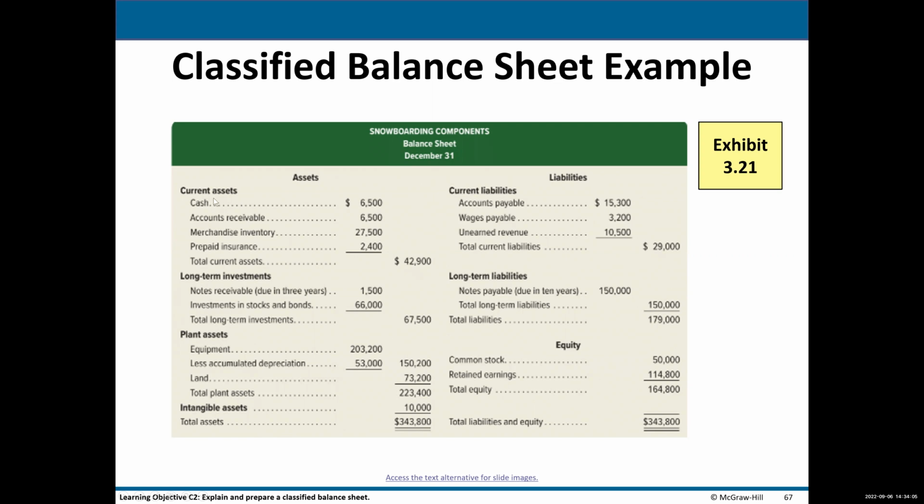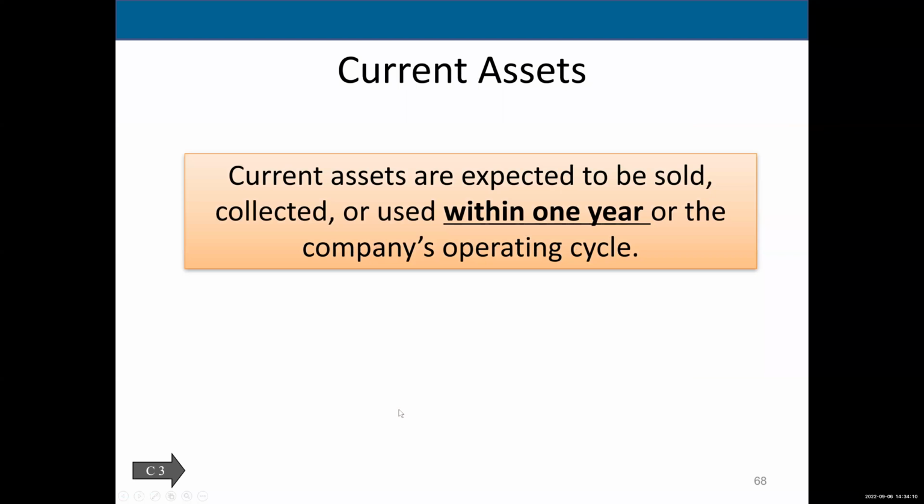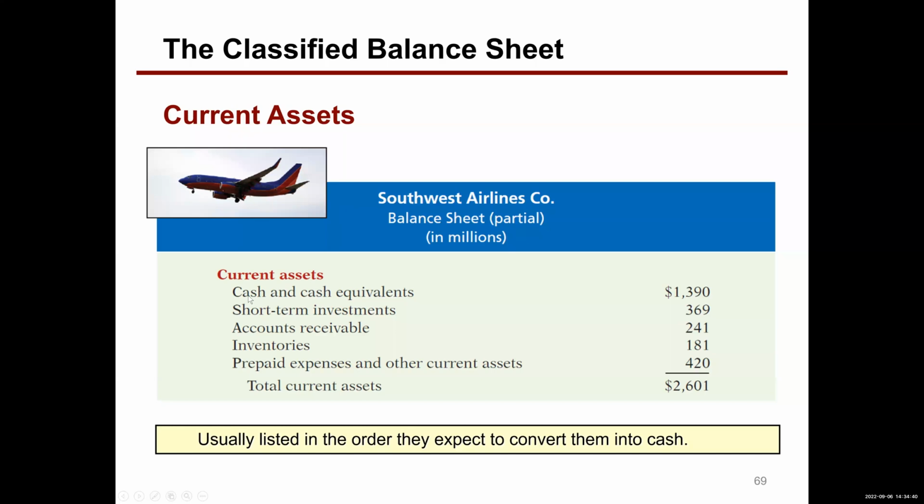Okay. So let's go ahead and take a look at each of these sections. I was saying that current assets are expected to be sold, collected, or used within 1 year or the company's operating cycle. I told you, just forget about the operating cycle. If you can remember that current assets will be used up or converted to cash within 1 year, that's all you need to remember. Okay. Here are some examples of current assets. Like I was telling you, cash is cash, so it's listed first. And then you have short-term investments.